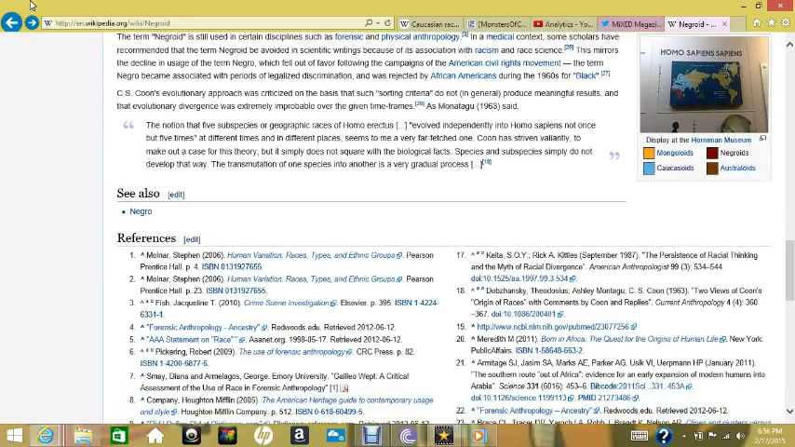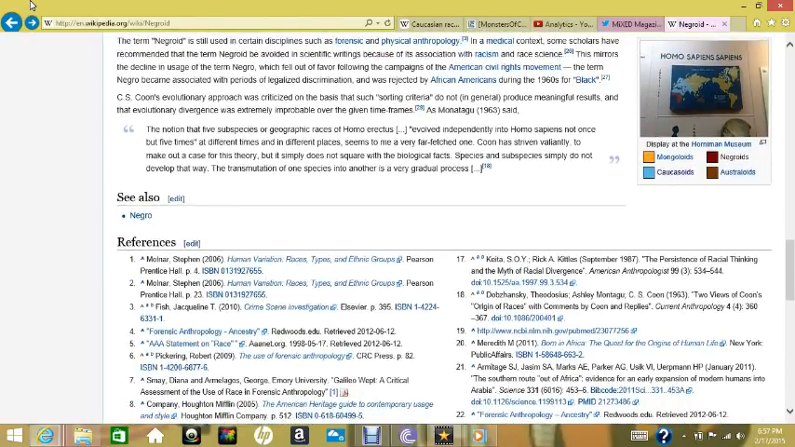You see what they said? This is what they said about the African Americans. Okay. The term Negro is still used only in the discipline, as much as in physical anthropology in modern context. Some scholars have reconciled that the term Negro is being avoided in scientific writing because of its association with racism and race science.